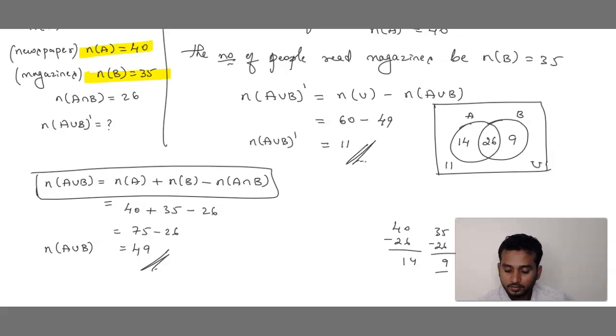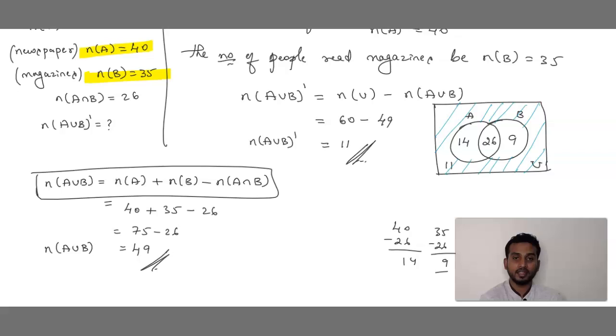But the shading is the main answer. So which is the main answer? This outside region. Can you see this? 11. We just have to shade the outside boundary. So the shaded region represents the main answer. So what is the main answer? 11. So this shows that our answer is correct.